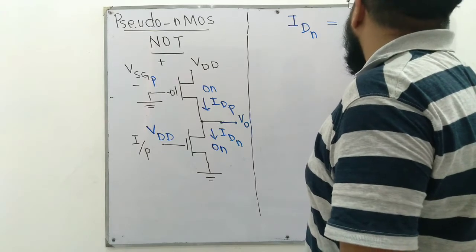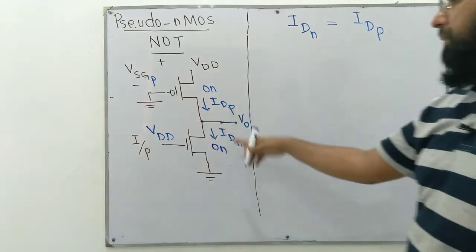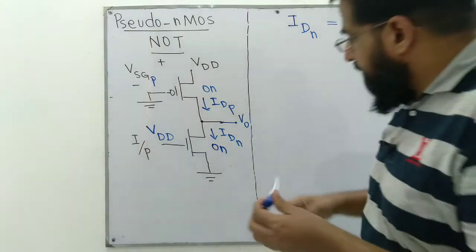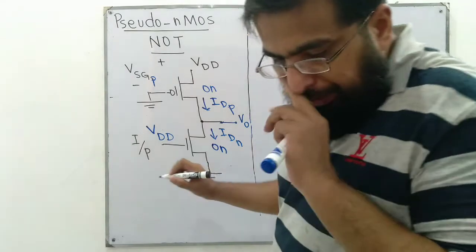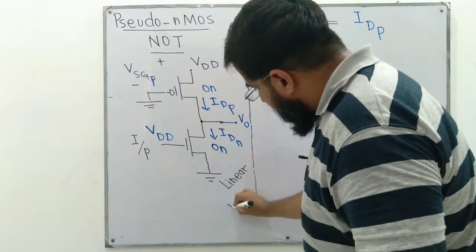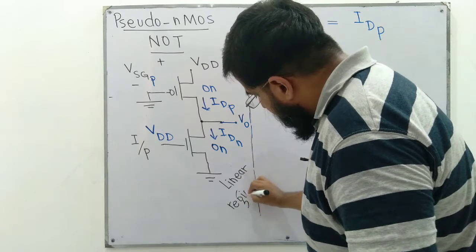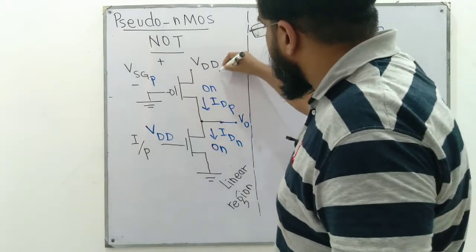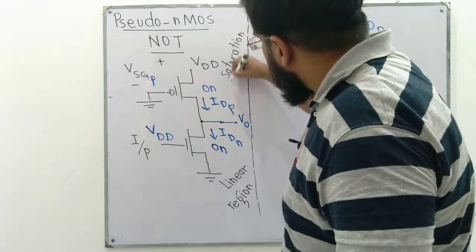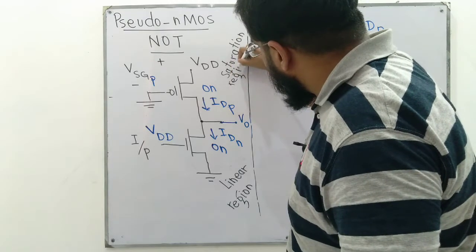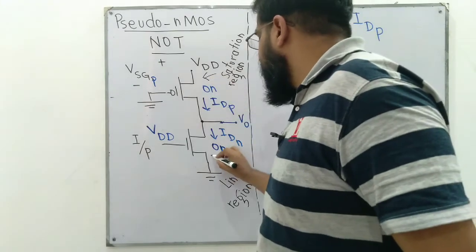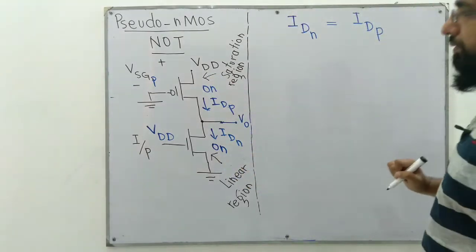We know that they are connected in series, so the drain current for PMOS is the same as the drain current for nMOS, but this nMOS is in its linear region, whereas this PMOS goes into saturation region. So the two transistors are in two different regions, right?